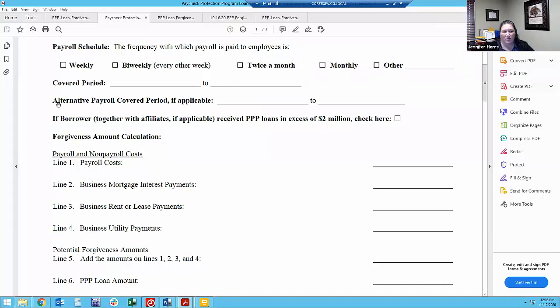Also remember, if you pay weekly or biweekly, you have the choice of doing an alternative payroll covered period. So if your loan came on the 15th, but you don't pay until the 20th, then you can say, hey, I want to start my covered period the 20th, but just if you're weekly or biweekly. Only if you're weekly or biweekly. Got it.